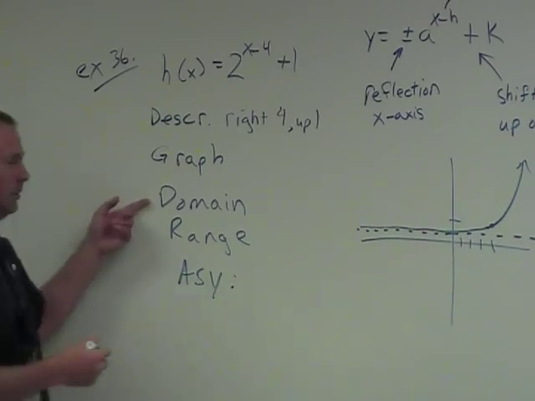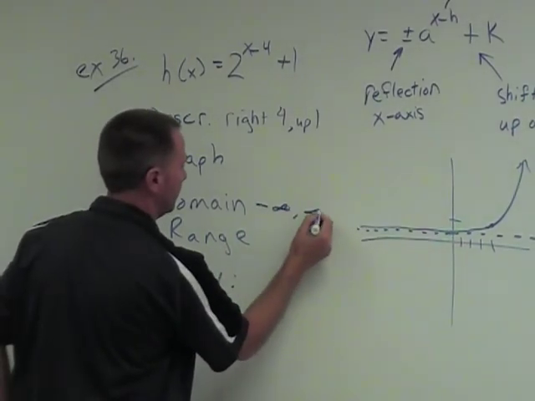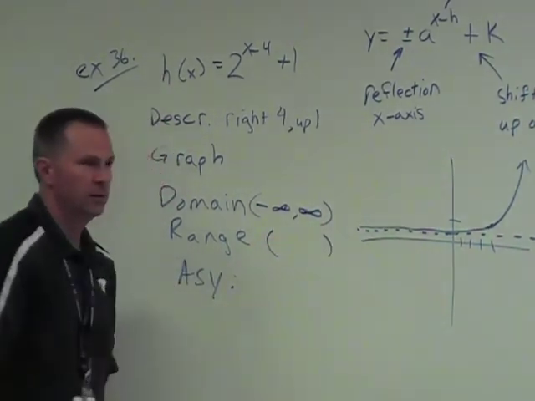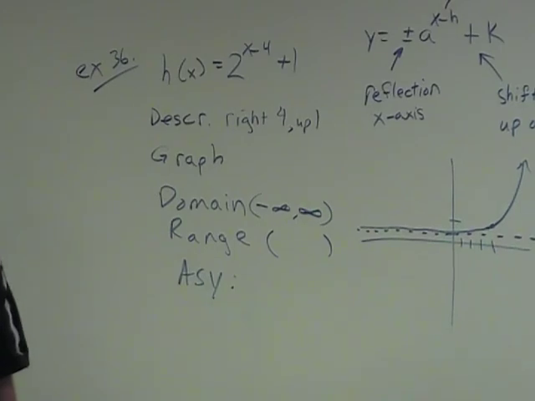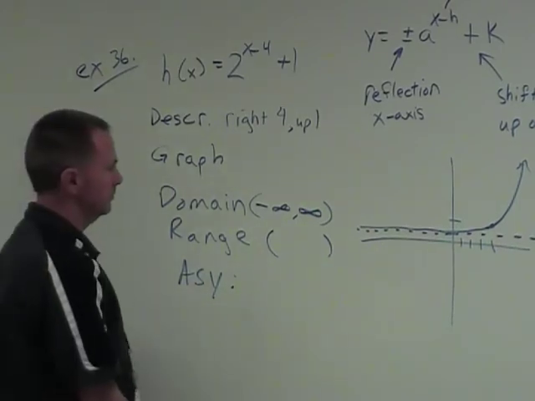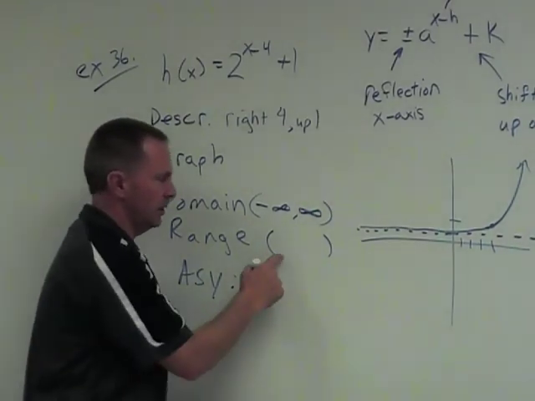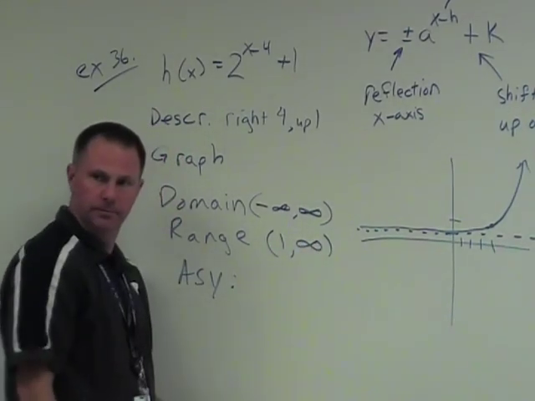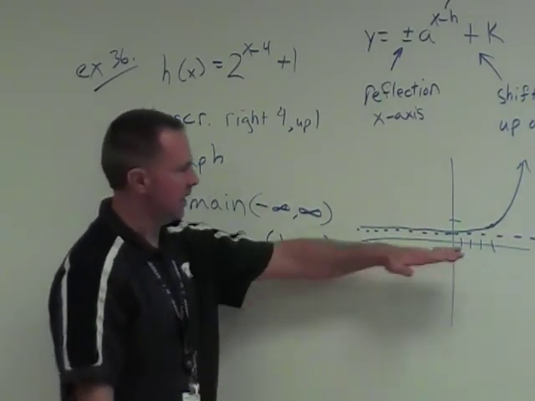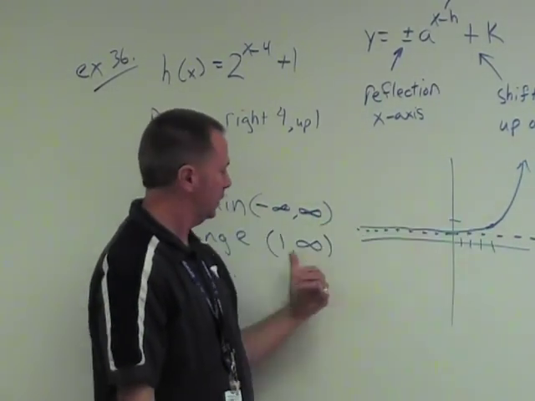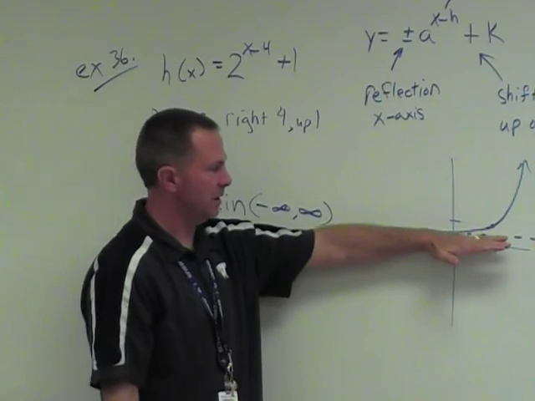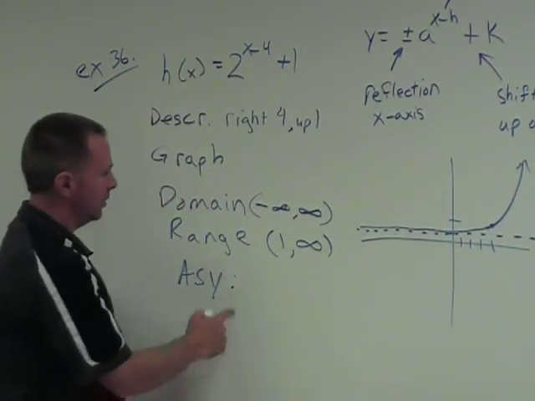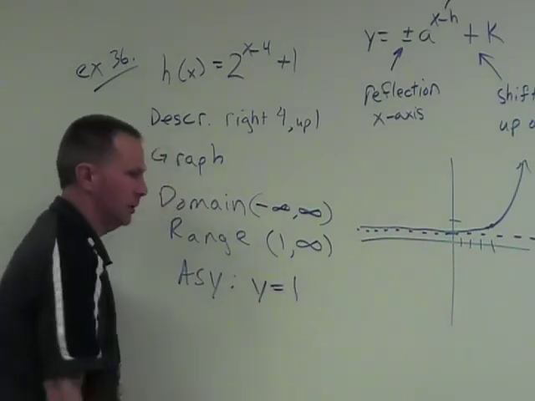Domain. Negative infinity to positive infinity. Range. What's your range? It's not including 1, but just above 1, all the way up. Those are your y values. And your asymptote should be y equals 1.